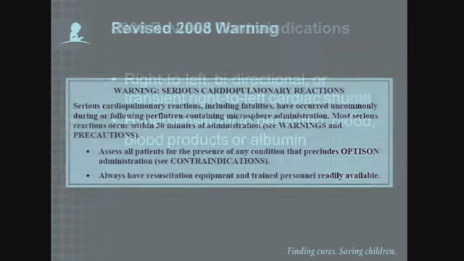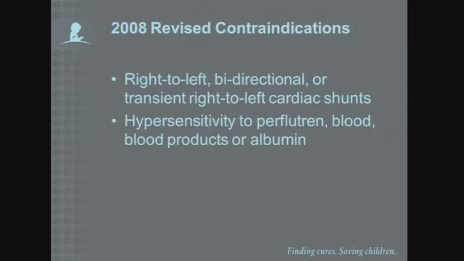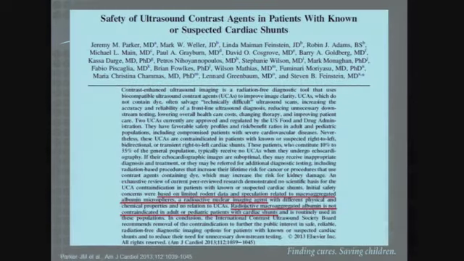So the current list of contraindications for ultrasound contrast agents is shown here. The one cardiac contraindication that remains is right to left bidirectional or transient right to left cardiac shunts. And any hypersensitivity to the contrast agent, or in the case of Optison, to blood or blood products, is also a contraindication. So there has been some question as to the necessity to have a right to left shunt as a contraindication for the use of these agents.